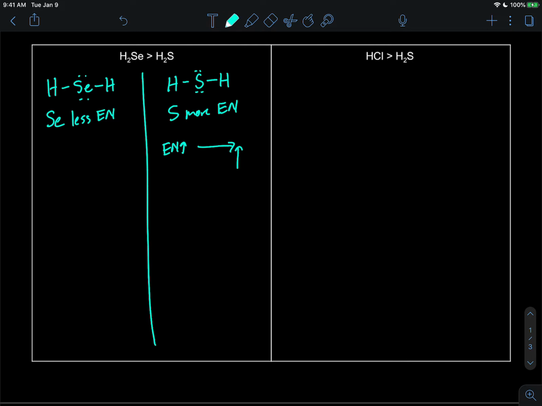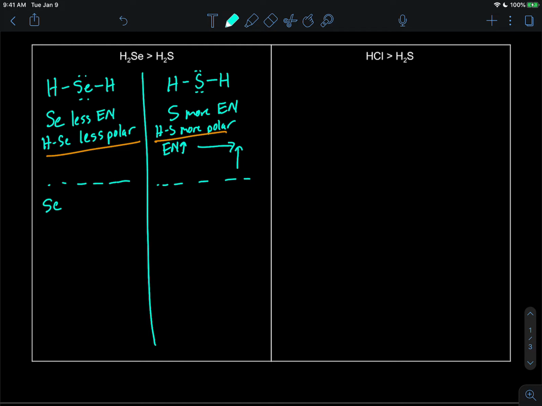Now, because selenium is less electronegative, sulfur is more electronegative, this is going to make the hydrogen-sulfur bond more of a polar bond, and the hydrogen-selenium bond less of a polar bond. So we see that there's those two general ideas. Again, we're talking about polarity, but then we also want to think about what is the other factor as we think about size. And so now, again, we thought about this idea of polarity. So now let's think about size.